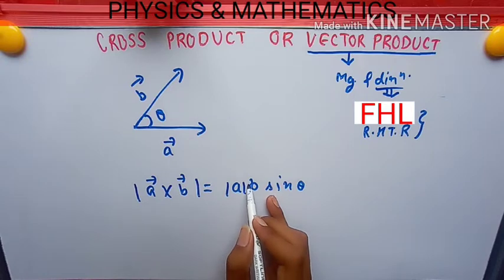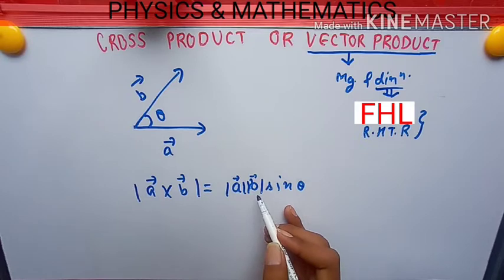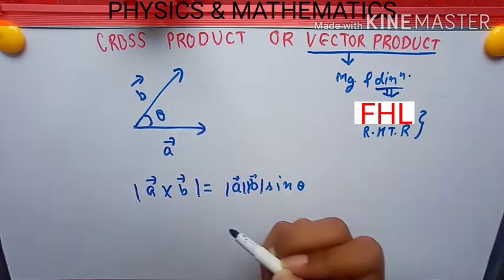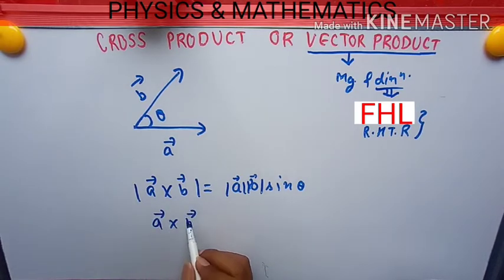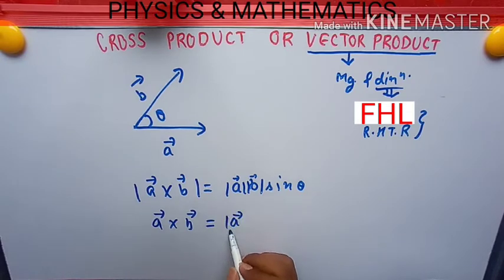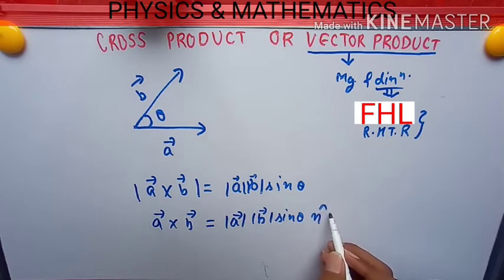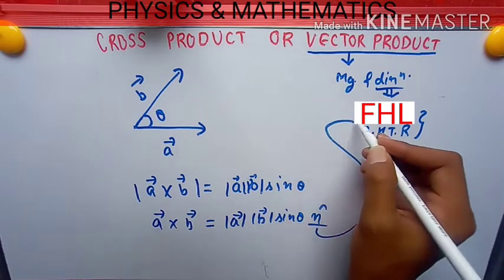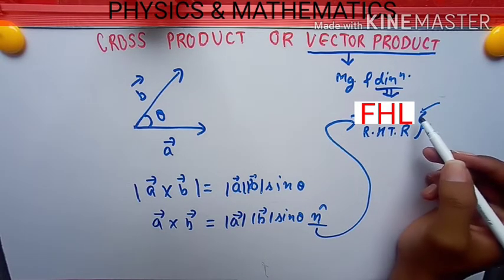You will use mod A mod B. This represents the magnitude of A and the magnitude of B along with the sine of the angle between A and B. Easy, understand? And when you write the product in this form, this represents magnitude as well as direction: mod A mod B sine theta n cap. This n cap represents the direction, and we are going to understand this direction by these two names. These are not two methods, this is one method, only the names are different.